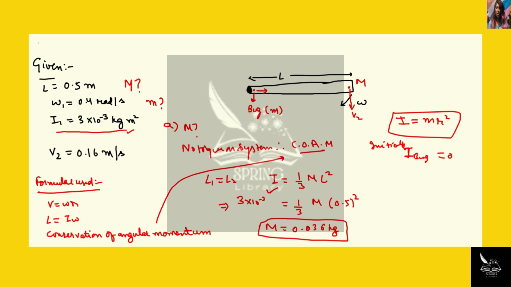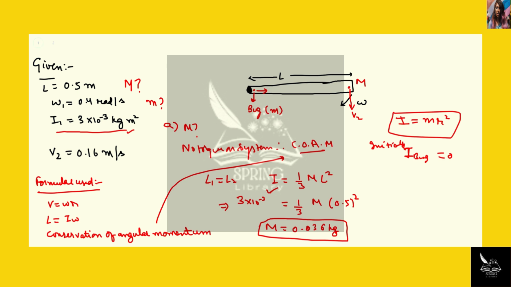Now we go to part B. For part B, we need to use the conservation of angular momentum, so we will do it on the next slide. We have L1 equals L2, which is I1 omega 1 equals I2 omega 2. We are given omega 1, which is 0.4 radian per second, and we know the value of I1, which is 3 times 10 to the minus 3. We will find I2 and omega 2.